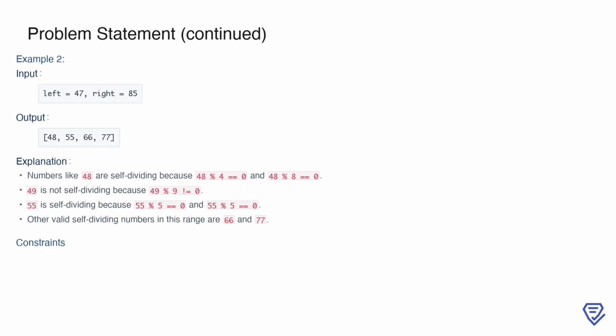The number 55 qualifies because it is divisible by 5 twice, as both digits are the same. Similarly, 66 qualifies because it is divisible by 6 twice. Lastly, 77 is included because it is divisible by 7 twice. Numbers like 50 or 60 are excluded because they contain the digit 0, which automatically disqualifies them. So, in this range, only 48, 55, 66, and 77 meet the criteria for being self-dividing numbers.